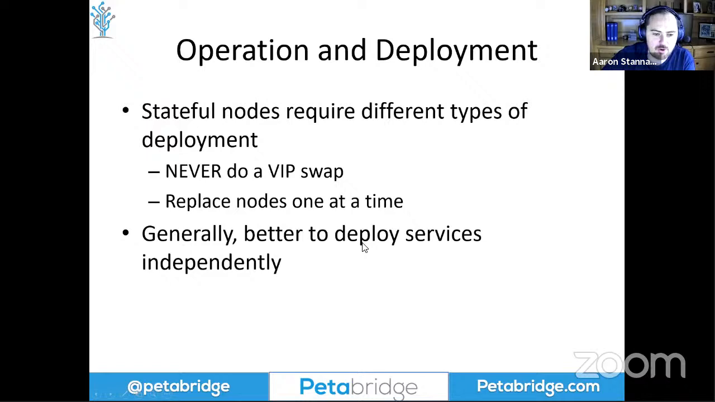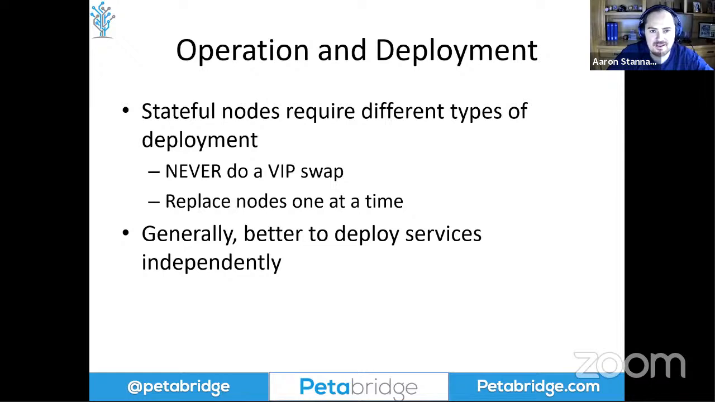Generally, it's better to deploy services independently from each other. One of the problems we have with SDK bin right now is that when we rapidly developed it, we did it all as a mono repo. So everything gets deployed at the same time. Those deployments tend to exert a lot more strain on the cluster than just deploying a single service at a time.